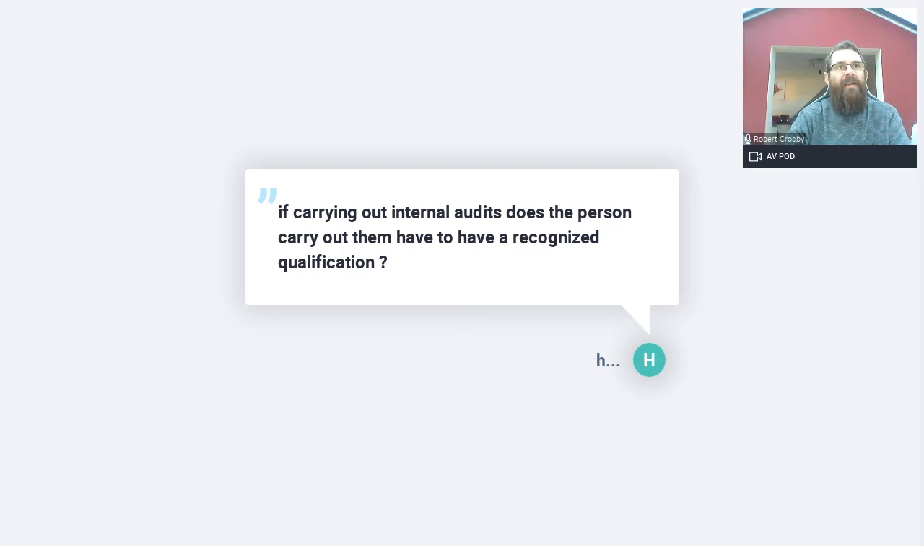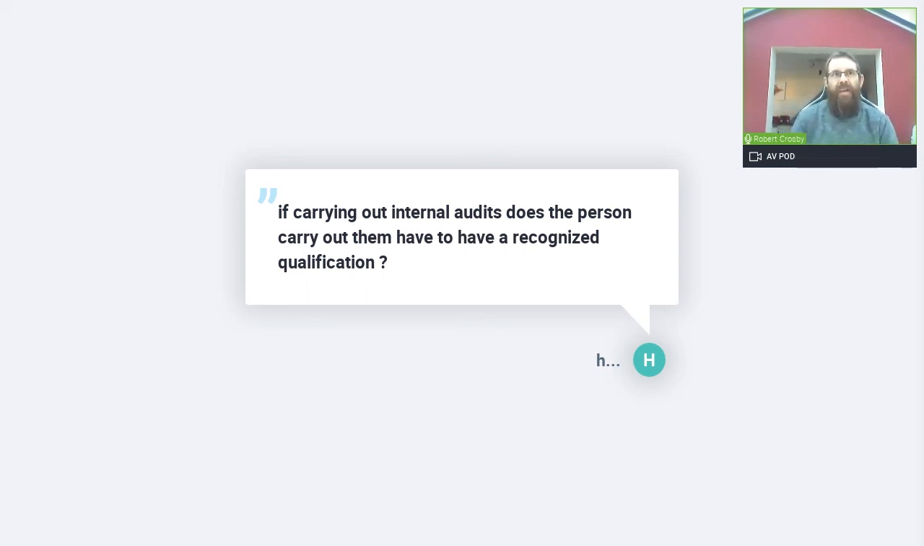If carrying out internal audits, does the person carrying them out have to have a recognised qualification? And that's from Helen. Thanks, Helen. So as an auditor, from where I sit, and I go into organisations, you would imagine that yes, I think it's only right that we do have qualifications for internal auditing, but it's not for internal auditing.